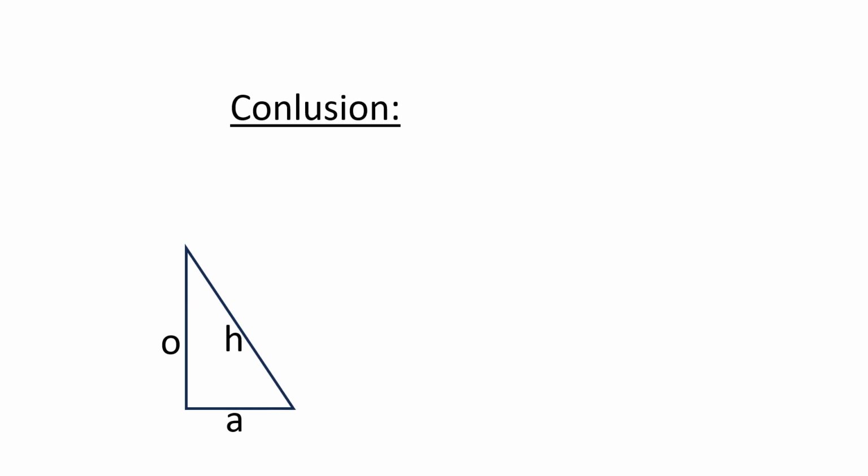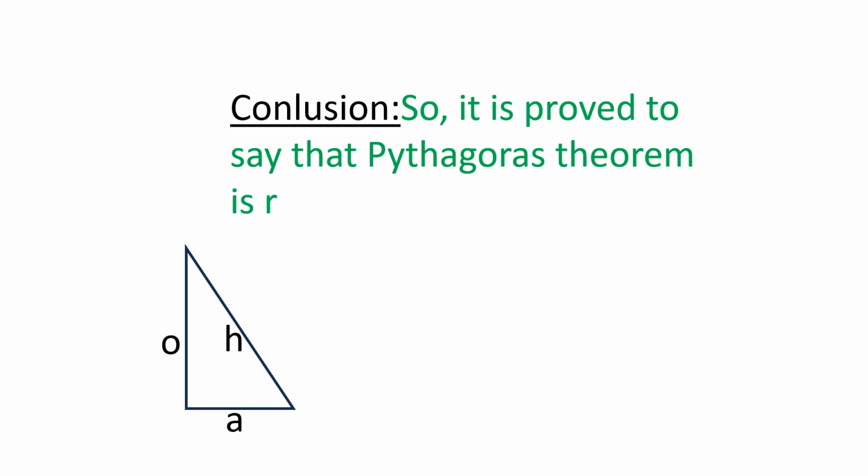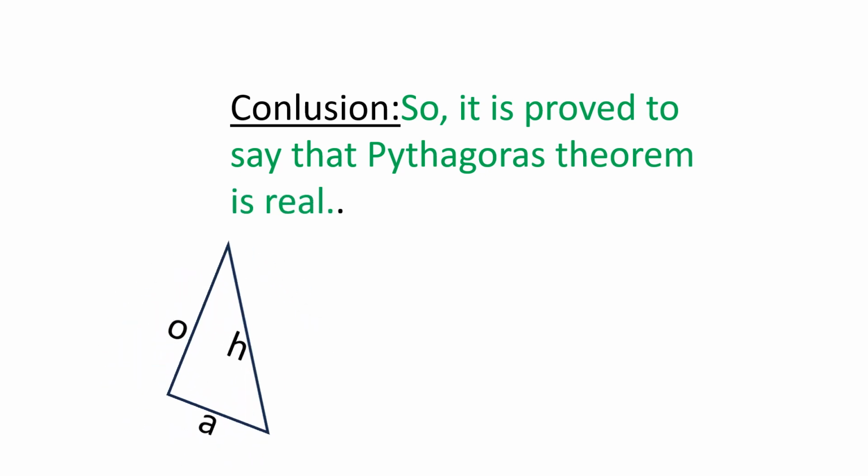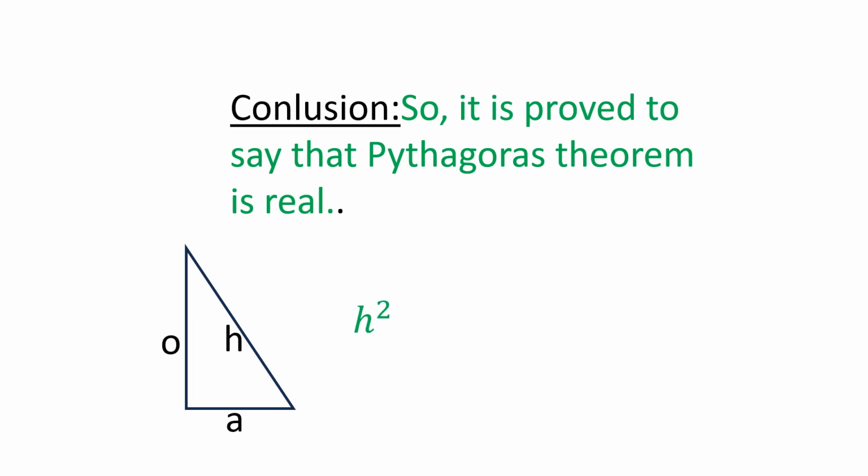In conclusion, it is proved that Pythagoras' theorem is real. Pythagoras' theorem says that hypotenuse squared equals adjacent squared plus opposite squared.